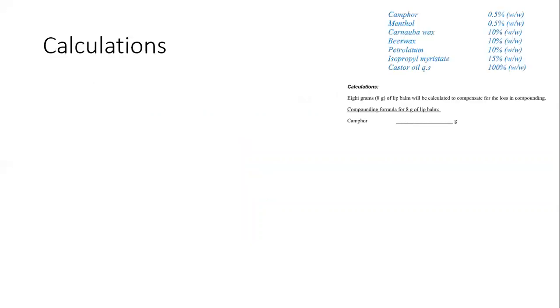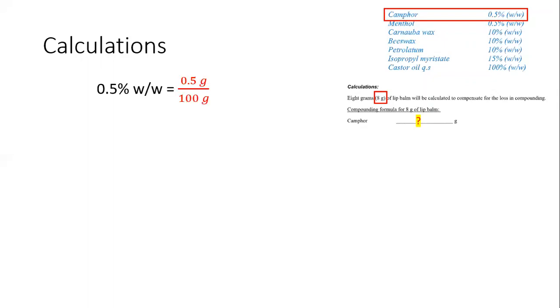So the first calculation we'll be doing is for camphor. We know that the ratio in the formula is 0.5% W over W, and that we will be solving for what we need to make our desired quantity of 8 grams of lip balm. As we went over previously, the 0.5% W over W means that there are 0.5 grams of camphor in 100 grams of total lip balm. We can set this equation equal to our desired ratio to solve for what we will need to measure out when we compound this prescription.